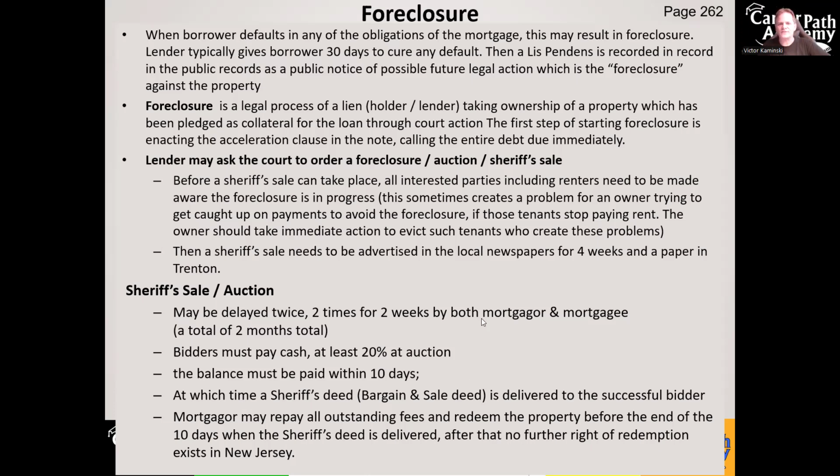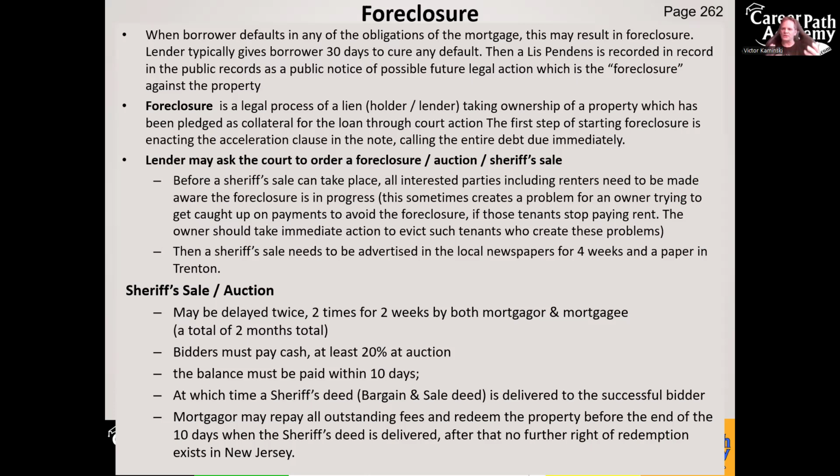So, if somebody is going through foreclosure, can we save them from foreclosure? Yeah, it's possible, especially if the sheriff's sale has not been scheduled yet. Then we can put the property on the market, which gives us a little time to try to find a buyer.